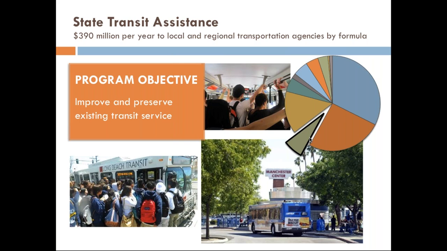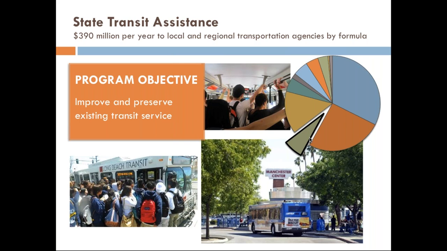So there's $390 million per year slated to go to the STA, the State Transit Assistance Program. And these dollars go to local and regional transportation agencies by a formula. That formula is 50-50, fare box and population. The objectives of this program are to improve and preserve existing transit service.